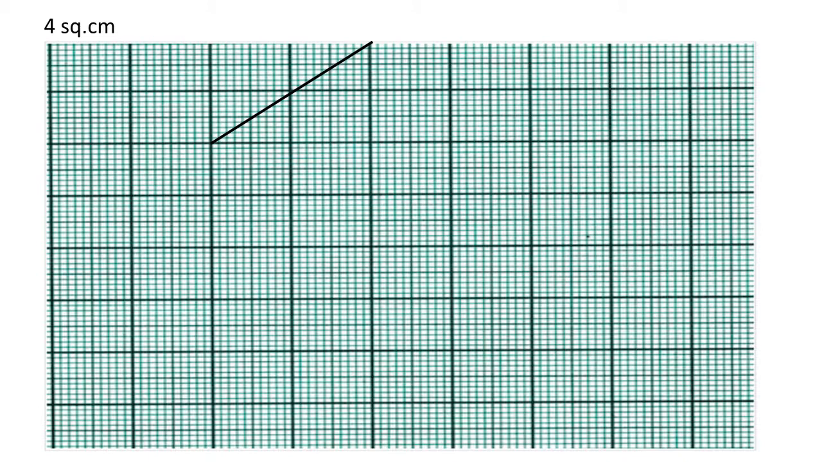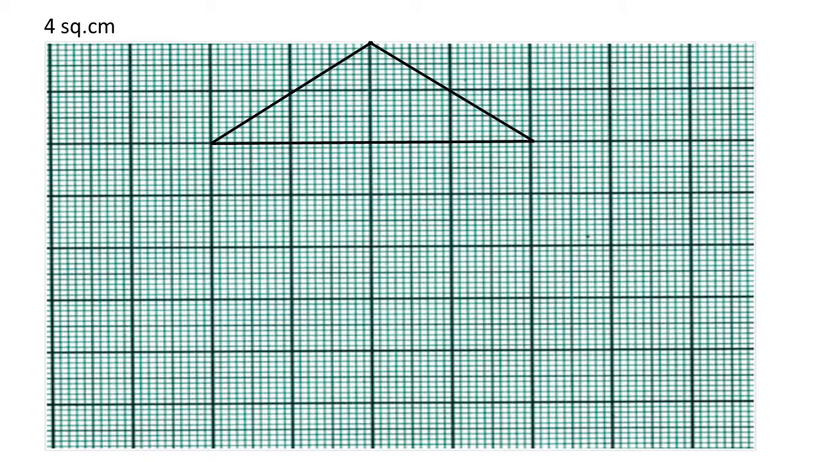Okay, so let us complete another shape, and the area this time we have to find out is 4 square centimeter. So let us see how to complete this one. This is the first line, and this is the second line. So these two lines we drew here, and a triangle shape is formed, and we need area as 4 square centimeters.